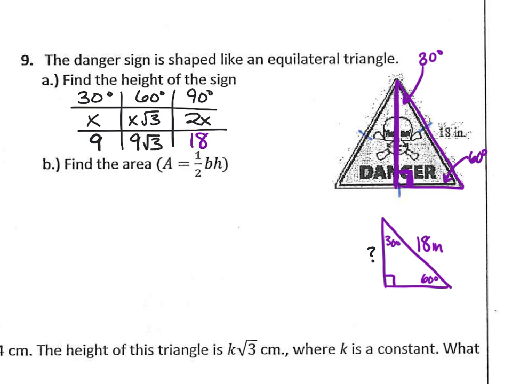9 square root of 3. Okay, cool. We've got all of our stuff. We just need to answer the actual question here. This height is across from what angle?